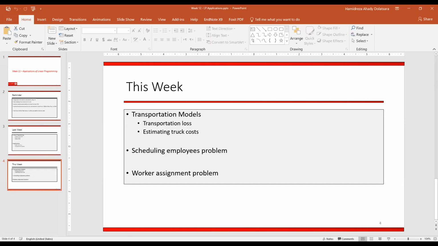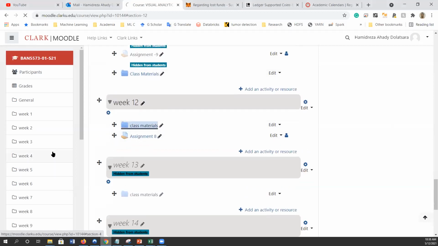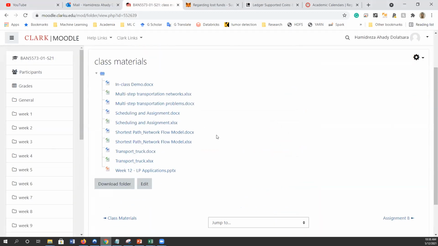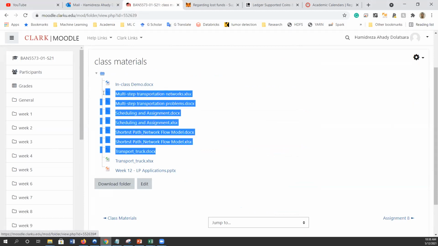Anyway, please go to Moodle. Let's see if you can see that. Week 12 class materials. We had talked about the truck transportation problem, shortest path, scheduling, and multi-step transportation. First, these 6 files: I'll give you a couple of minutes to download them, because we want to open them and look at them one by one.